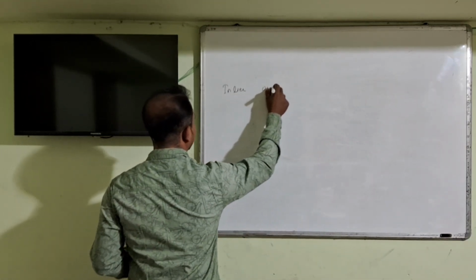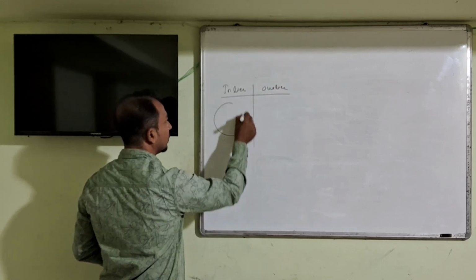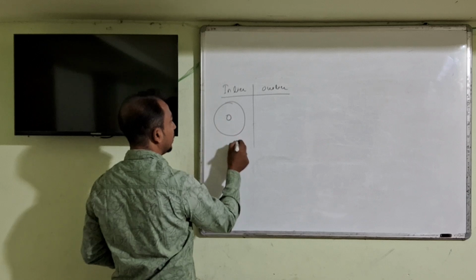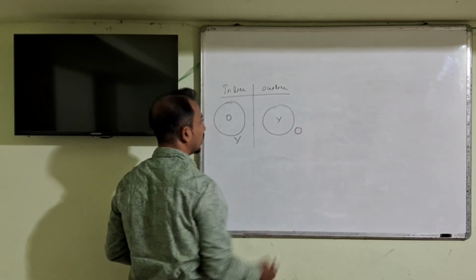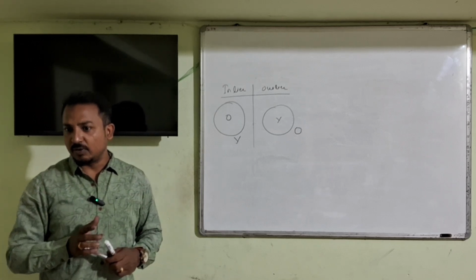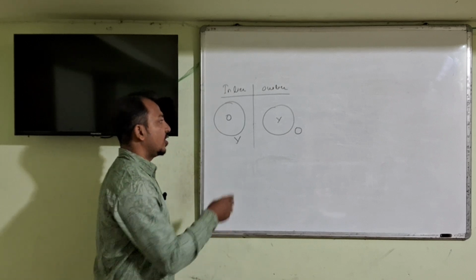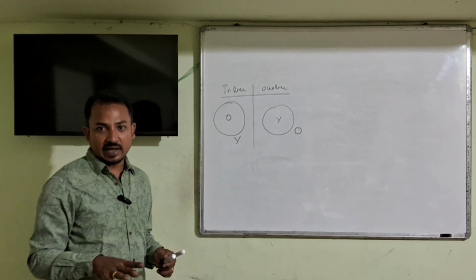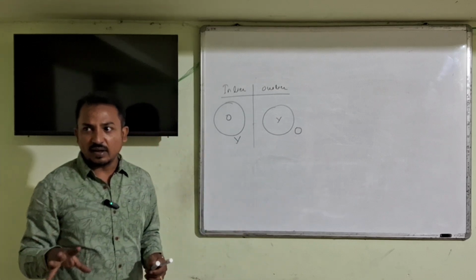Inlayer, outlayer. This is older, younger, older. So it is written on the basis of the older part. If the older is present in the core or at the center, surrounded by younger, it will be an inlayer. And if older surrounds the younger, it will be an outlayer.